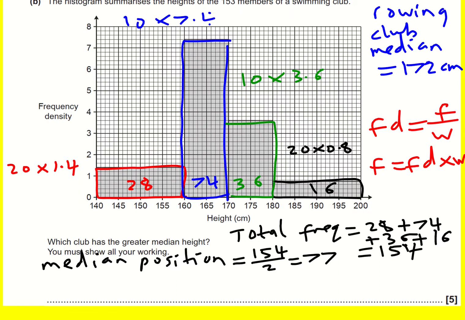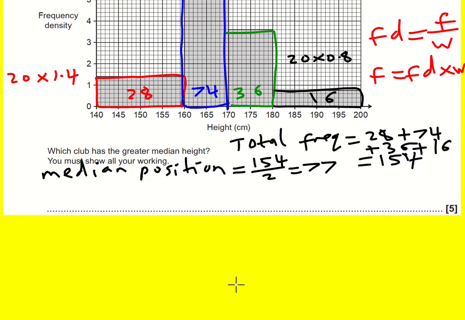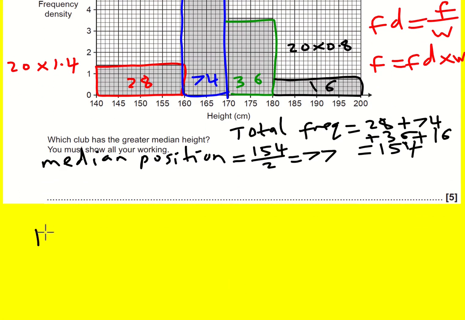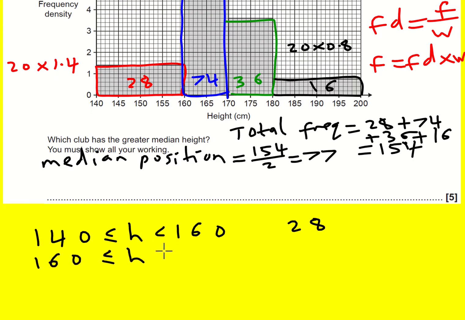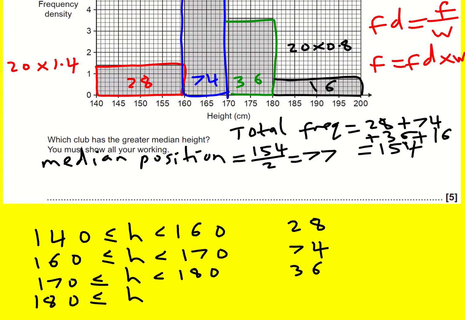All right, so where does that leave me? I'm just going to draw a grouped frequency table to relate it, because this is typically where you deal with the median. So I've got the height being between 140 and 160, and I have 28 people with that. Then 160 to 170, 74 people. 170 to 180, 36, and 180 to 200, 16 people.